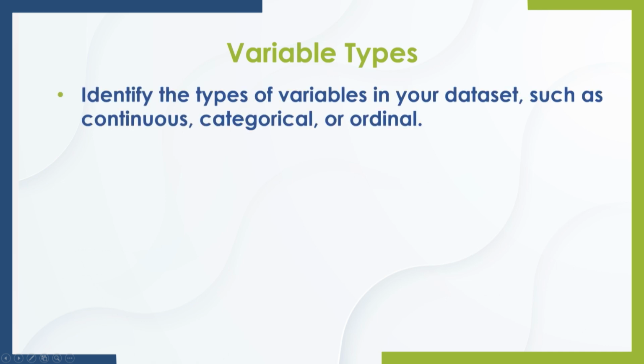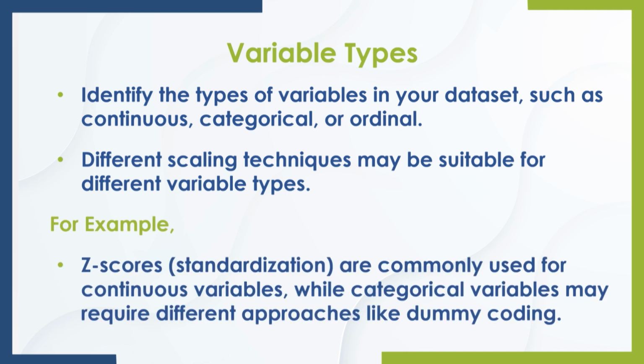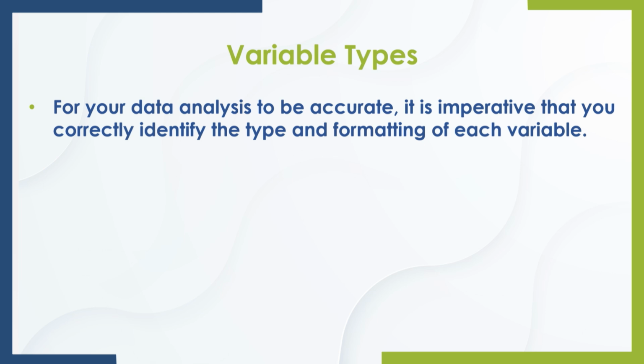Variable types. Identify the types of variables in your data set, such as continuous, categorical, or ordinal. Different scaling techniques may be suitable for different variable types. For example, Z-score or standardization are commonly used for continuous variables, while categorical variables may require different approaches like dummy coding. For your data analysis to be accurate, it is imperative that you correctly identify the types and the formatting of each variable.